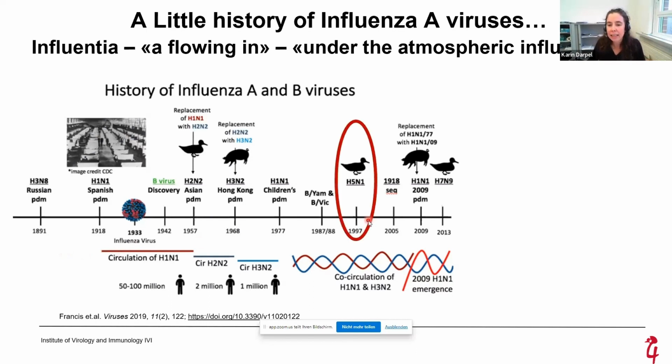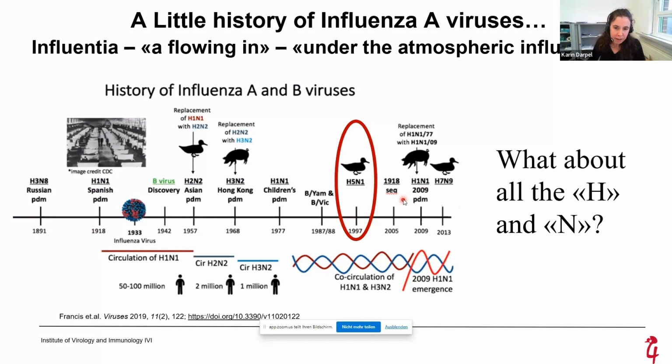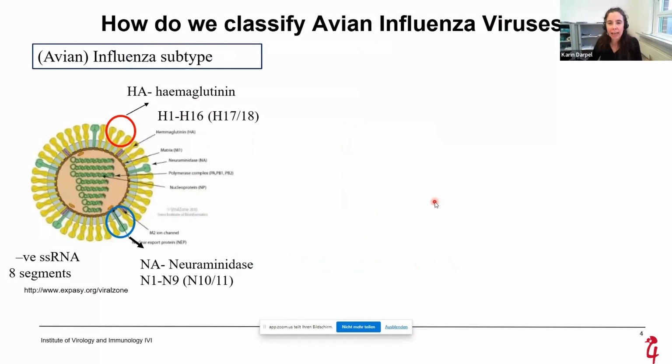And in 1996, 1997, a new strain of avian influenza emerged in China, and from here then spread in several waves of epidemics globally. But all of these avian influenzas are expressed by H and Ns. So what is this about? How do we classify avian influenza virus? Well, firstly, we classify them by subtypes.